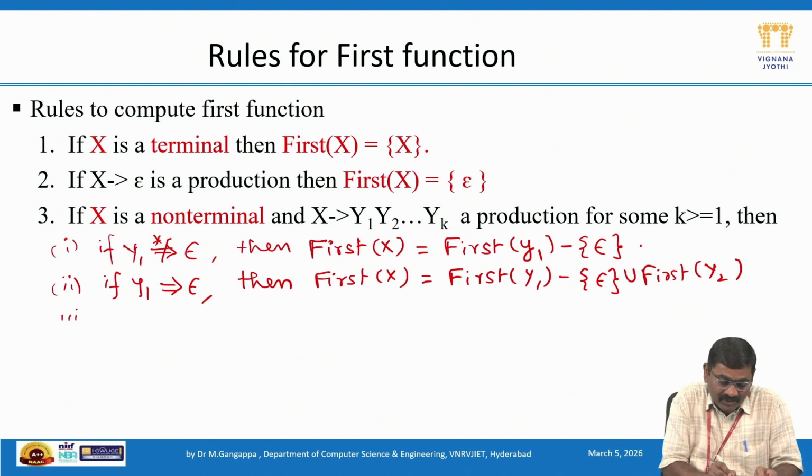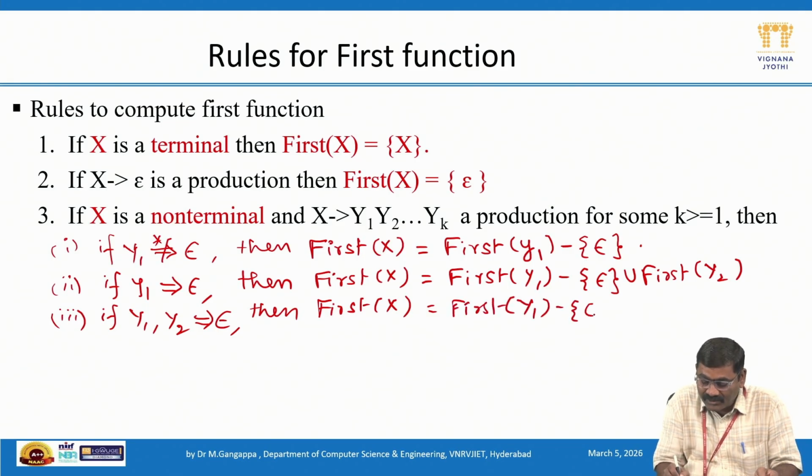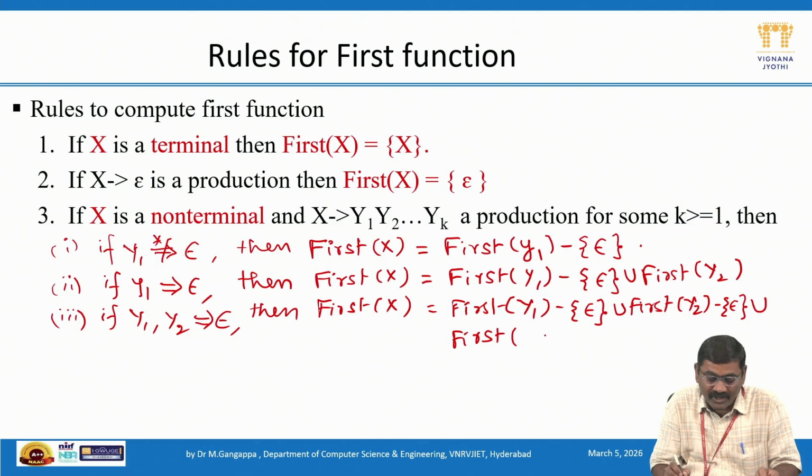Now similarly, here I am going to take one more case. If Y1 and Y2 both are deriving epsilon, then first of X can be computed as first of Y1 minus epsilon union first of Y2 minus epsilon union first of Y3, because the first two symbols Y1 and Y2 are deriving epsilon. In such a case we should apply the first function for the next symbol, that is Y3, right?